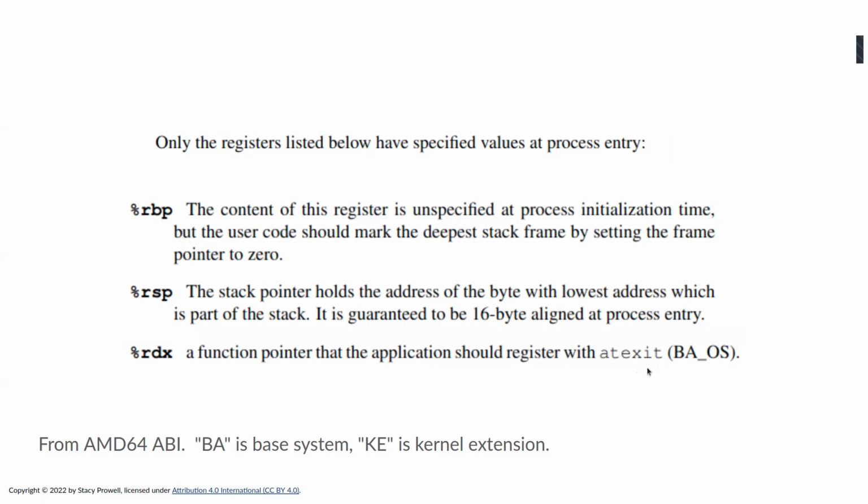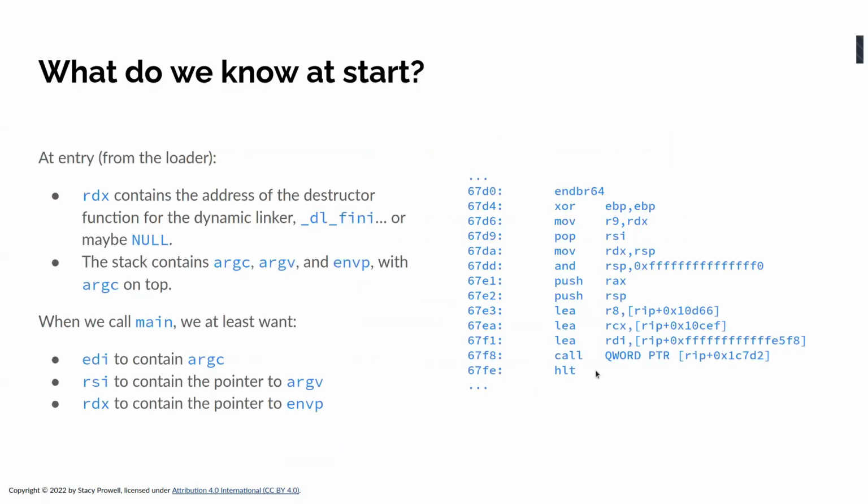Okay. What is this BA-OS? BA is the base system. Sometimes you'll see BA-OS, the base operating system. KE is the kernel extension. Again, nothing you should worry too much about unless you're really into building your own OS. But that should be 0. That should just be the stack, which it already is. That's fine. And this needs to be this thing we call to terminate. Okay. So back to here.